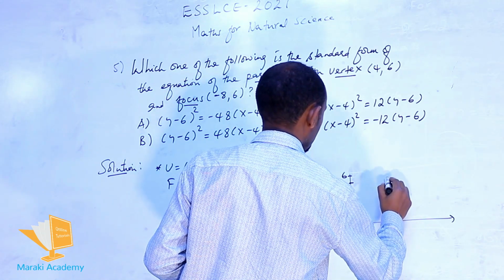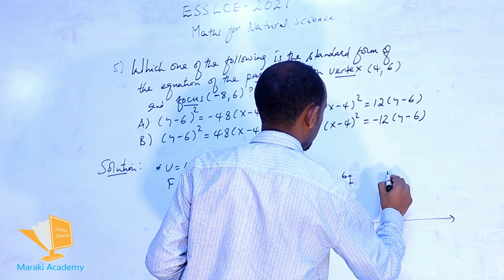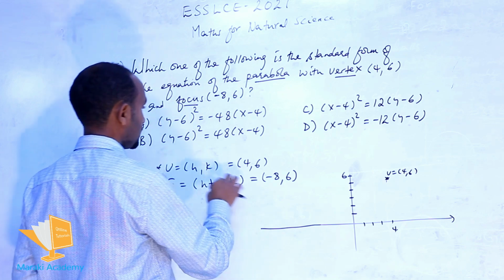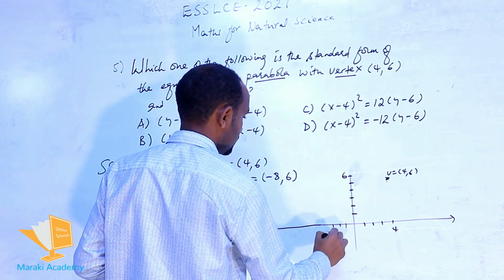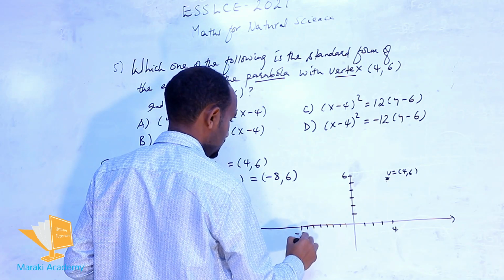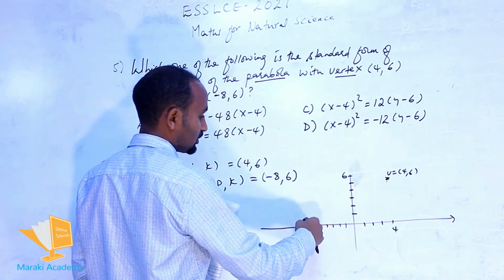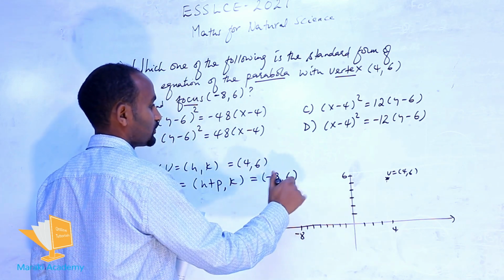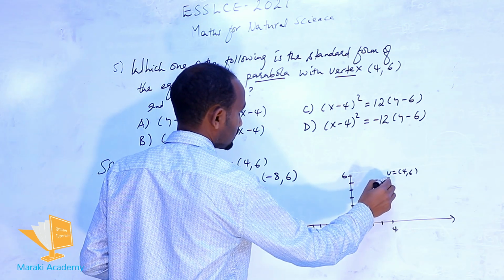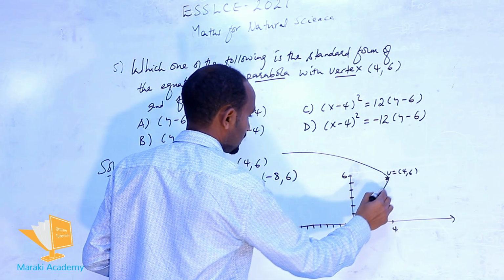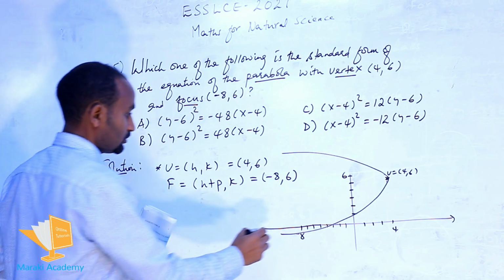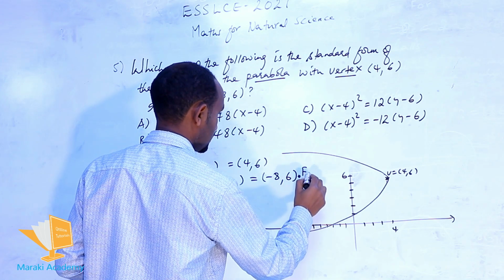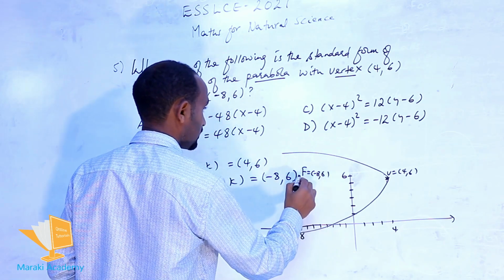So this is 4,6. This is the vertex. And -8, 6: 1, 2, 3, 4, 5, 6, 7, 8. -8 is somewhere here. You need to have equal distance, equal partitions. So I'm putting these separations just for convenience. So now the parabola looks something like this. So -8, 6 is somewhere here. This is the focus.